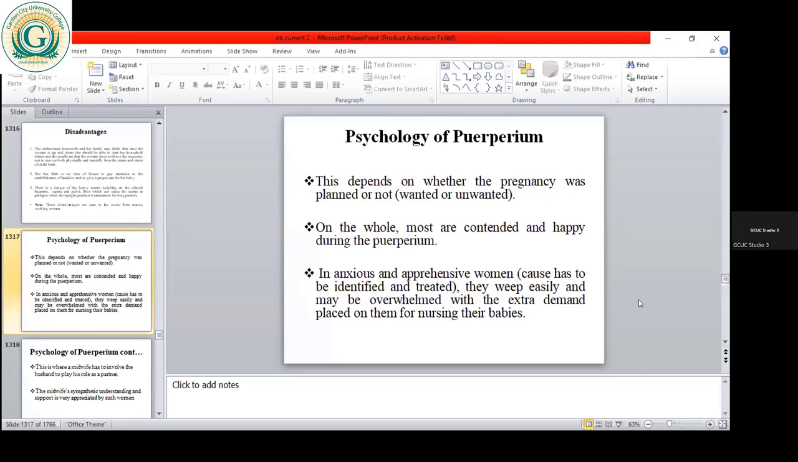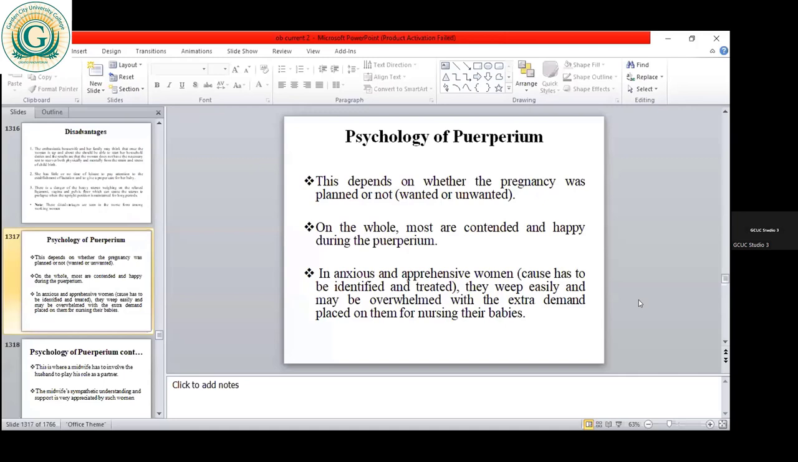So in an anxious and apprehensive woman, please cause her to be identified and treated. Otherwise, the woman will go crazy. She'll get mad, and we call it puerperal psychosis. Women who are apprehensive and anxious weep when they are holding their babies. We call it the blues.